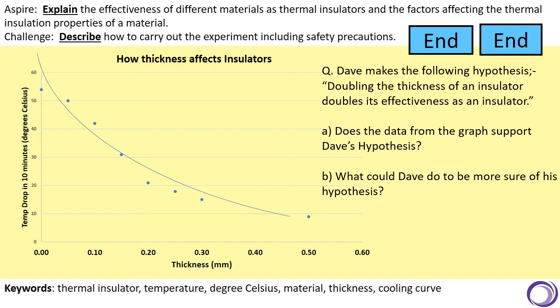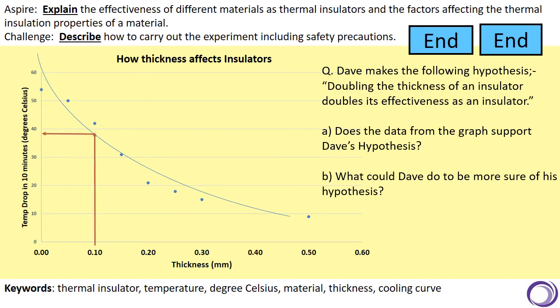The only way to get any marks on part A is going to be to get some numbers from that graph and compare them. So Dave's hypothesis is talking about doubling the thickness of an insulator, so that's what we need to do with our numbers. We need to look at the effect of doubling that thickness on that temperature drop. If an insulator is doubly as effective, it means you're going to get half the temperature drop.